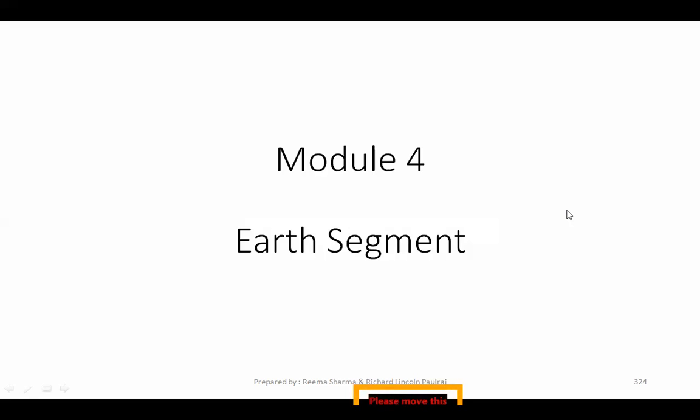In this module, we will be discussing exclusively the Earth segment. When I say Earth segment, it's about your base station, what components are involved, and how we will get things worked out. As I mentioned in my previous lecture, there are a lot of block diagrams which you can refer to, and accordingly it can be understood in a much better manner.